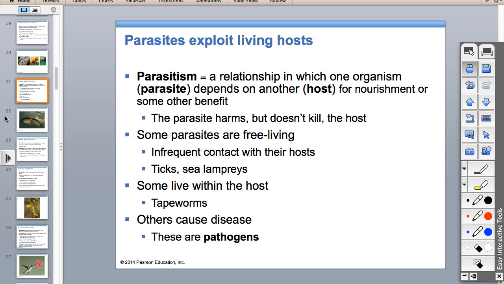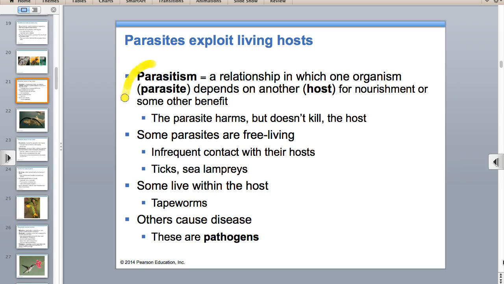Parasitism. That's where the parasite is going to depend on the host. Some are free living, like mosquitoes, for example. Some actually live within the host.